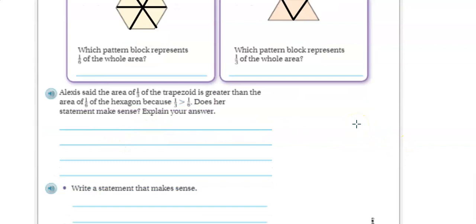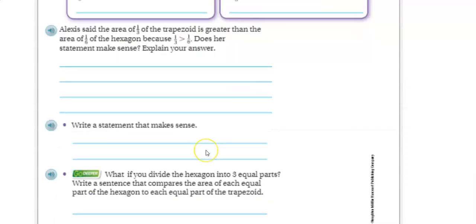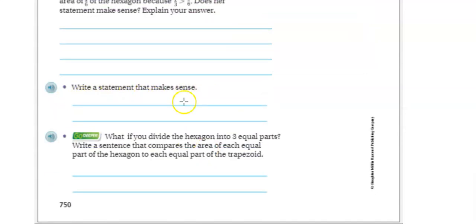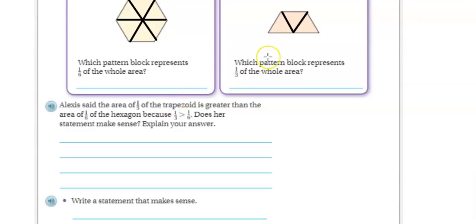No, it does not, because all the triangle parts have the same area, but since the wholes are not the same size, they cannot compare them. So this would be 1/3, 2/3, 3/3, but if you moved it over here, there's 1/3, 2/3, 3/3. But since we have 2 of those, these are 6. So you can see that that does not make sense. So it says write a statement that does make sense. Well, the area of 1/3 of the trapezoid is equal to the area of 1/6 because we saw that we could just stack them right on top of each other.